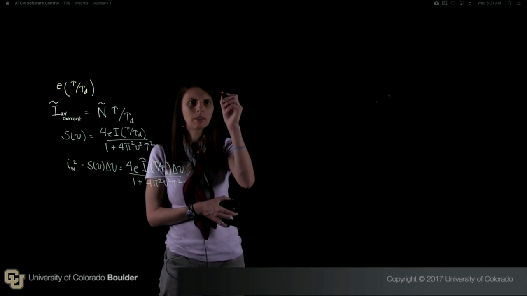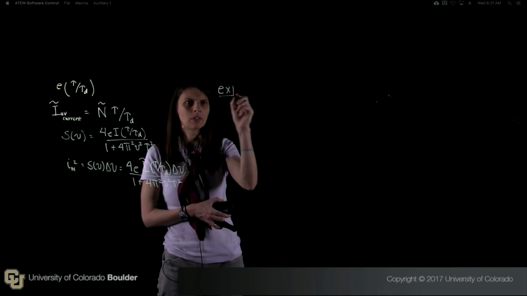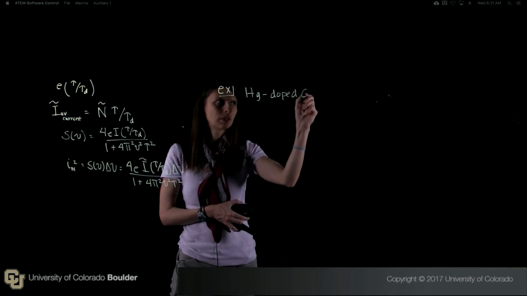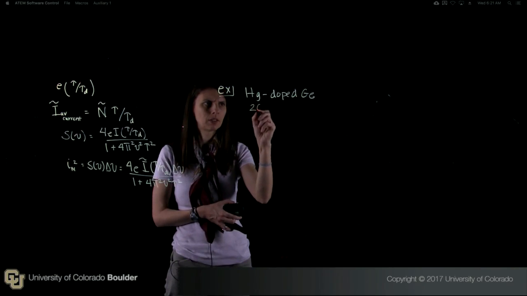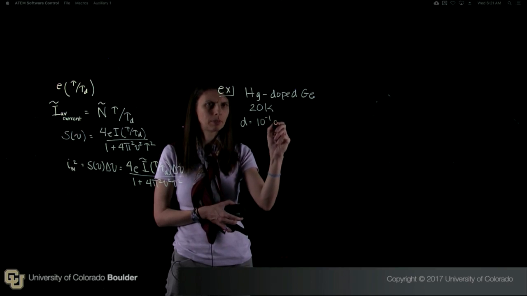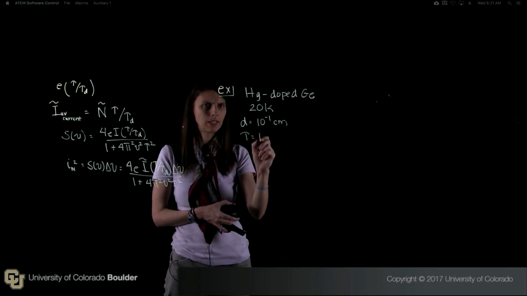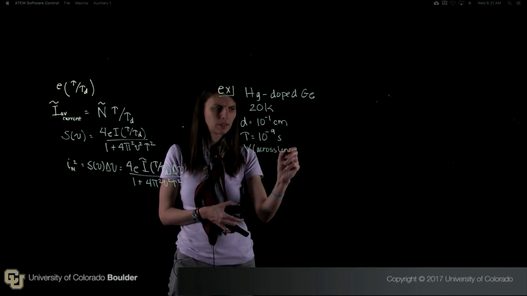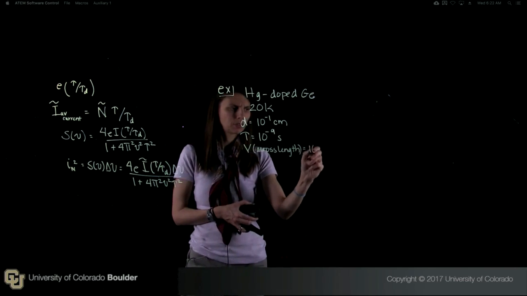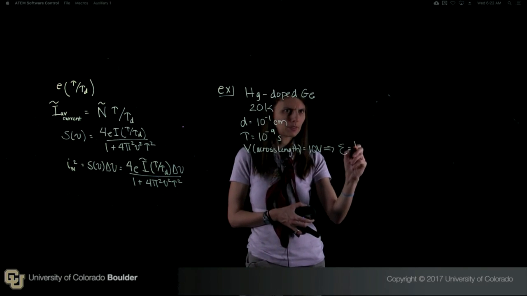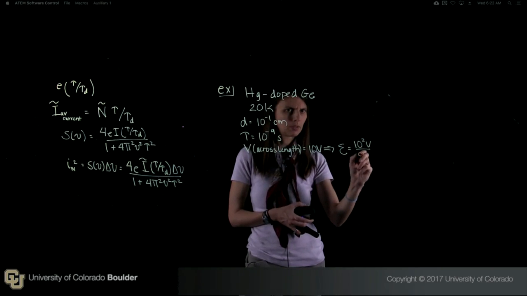So we can consider an example here. Let's consider the case of a mercury-doped germanium detector. And we're going to assume here that we're at 20K. The length of my device is equal to 10 to the minus 1 centimeters, and tau is equal to 10 to the minus 9 seconds. The voltage, which is across the length, is equal to 10 volts. And so from this, we can write down an electric field. So the electric field is going to be nothing more than 10 to the 2 volts per centimeter.